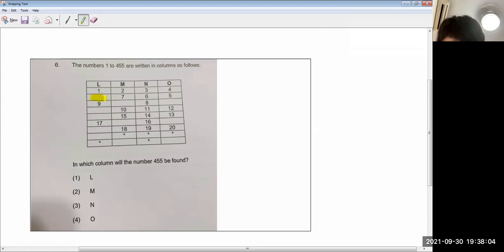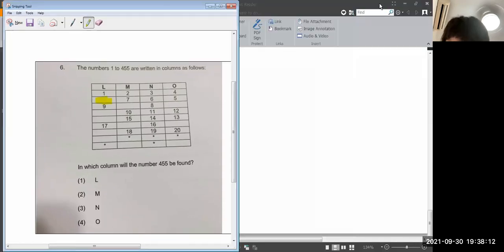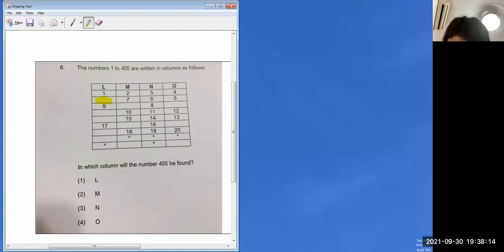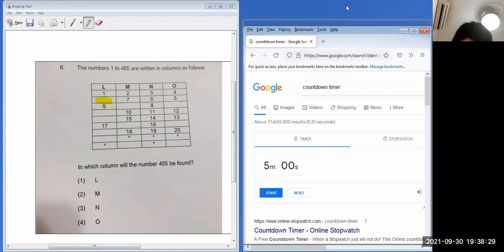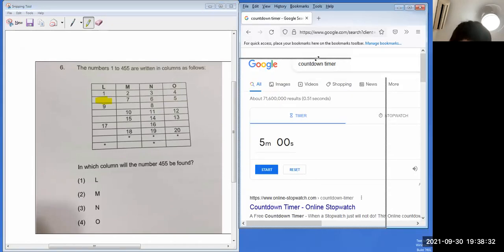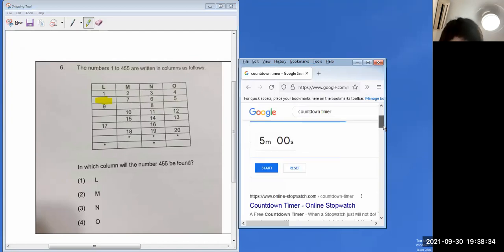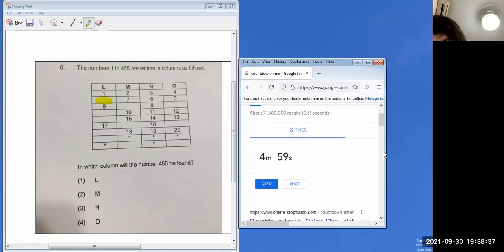Okay, this is an empty space. Let me go and get a timer. Why do you always want to put a timer? Because you're not supposed to spend too much time on just one question. That is also a strategy. Counting down 5 minutes.